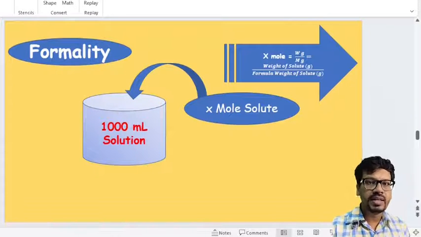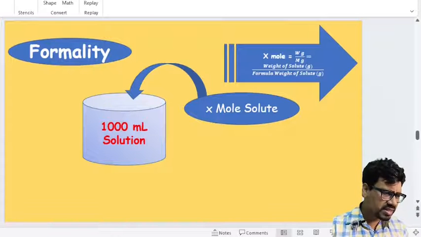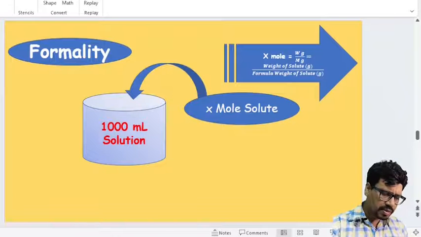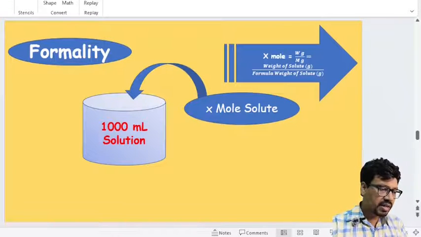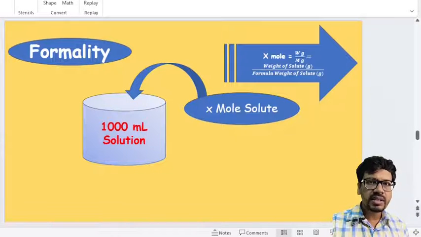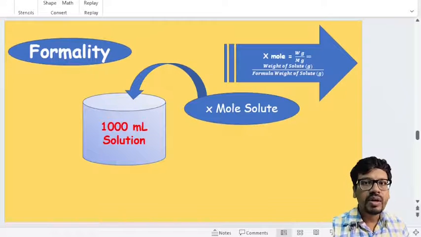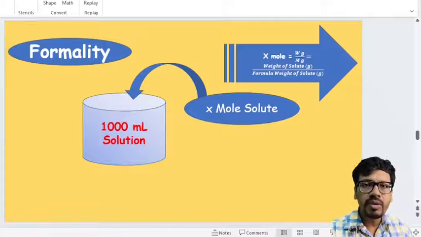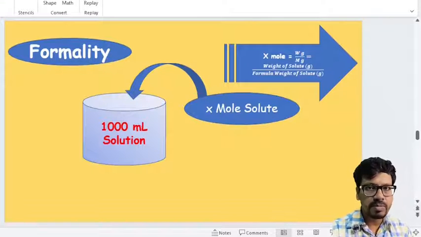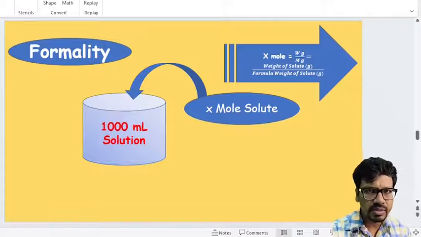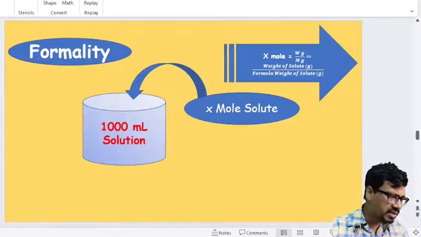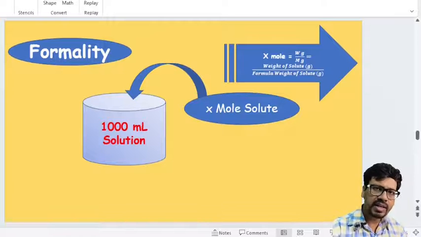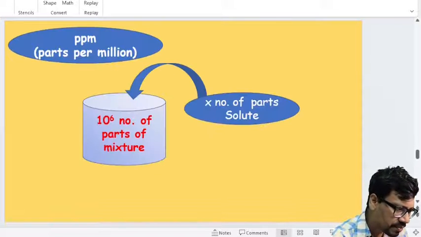Next one is the formality. This is same as the molarity, because mole comes from the molecular mass, but in case of the formality, the molecular mass is replaced by the formula mass. So for the electrolyte we know that the molecular mass is replaced by the formula mass. So the same thing as the molarity. Formality is just like the molarity.